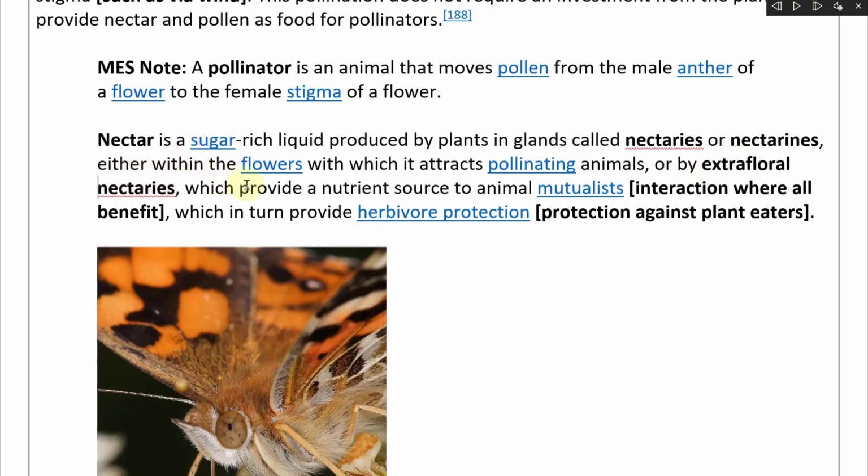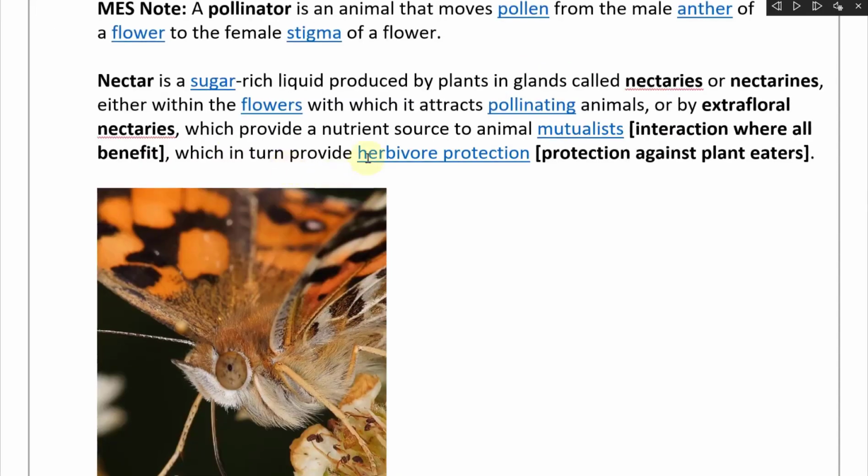nectaries, which provide a nutrient source to animal mutualists, which are interactions where all benefit, which in turn provide herbivore protection, so protection against plant eaters. So essentially, just giving some sugar to some pollinators, either within the flowers or outside of the flowers, as well as just giving it for herbivore protection. Yeah, so I would assume it's and/or for pollinators or herbivore protection there.